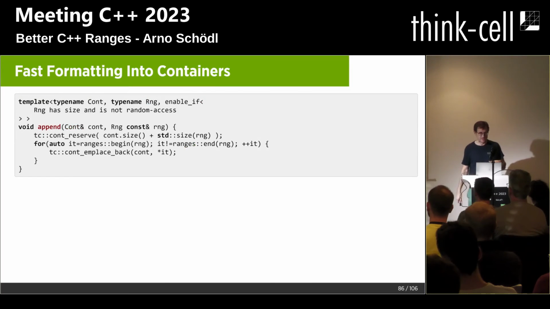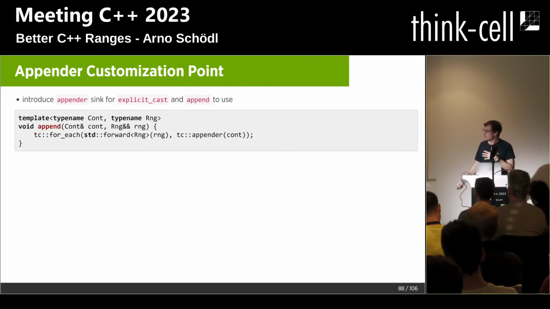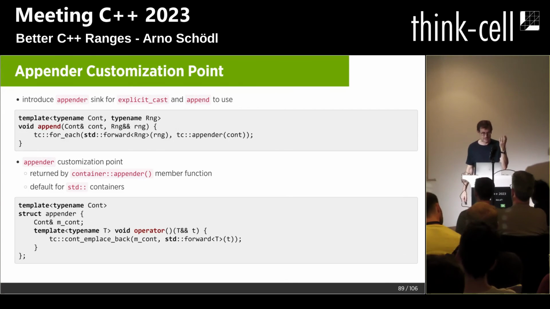So, better reserve. And then what about the generator ranges? Now, we have an appender customization point where, for each container, it will get the appender. It's now a property of the container to get an appender. And that appender, by default, just does an emplace back, right? This also works. That's a sink for generators.